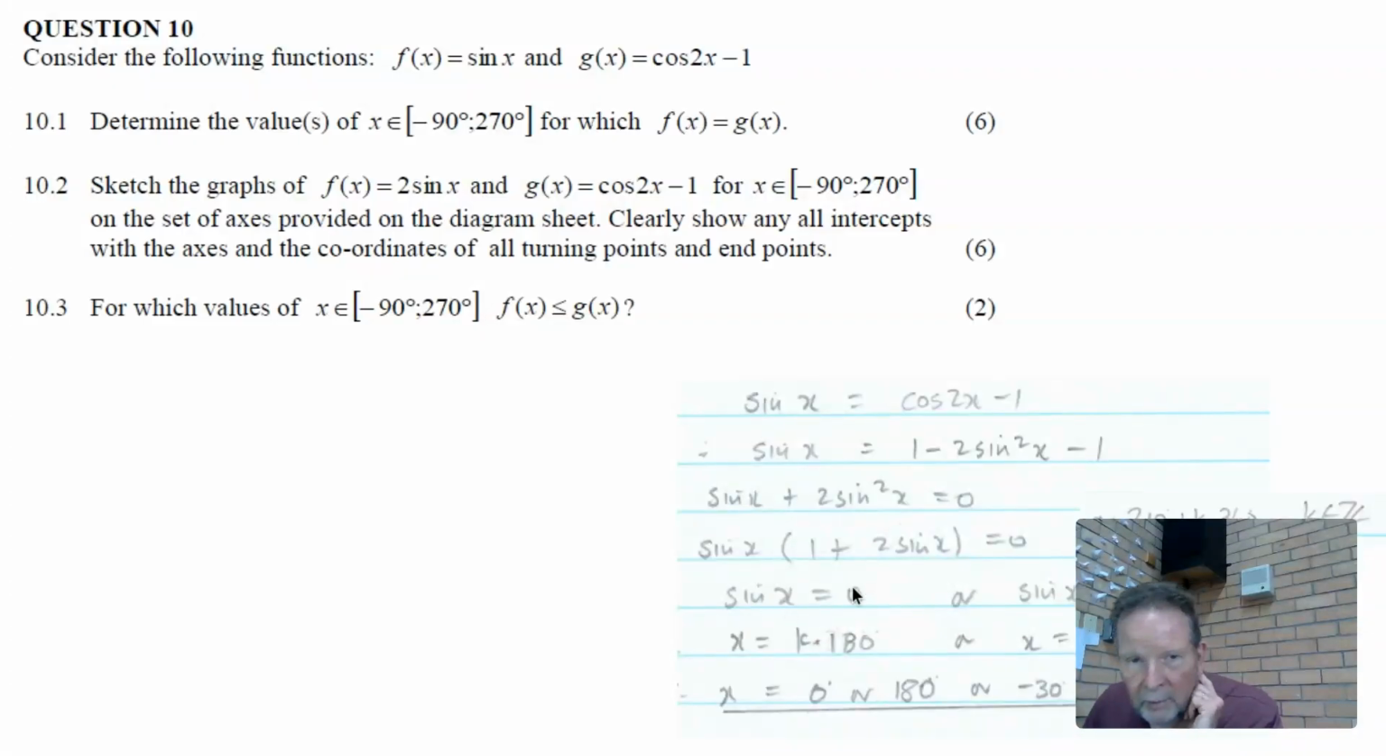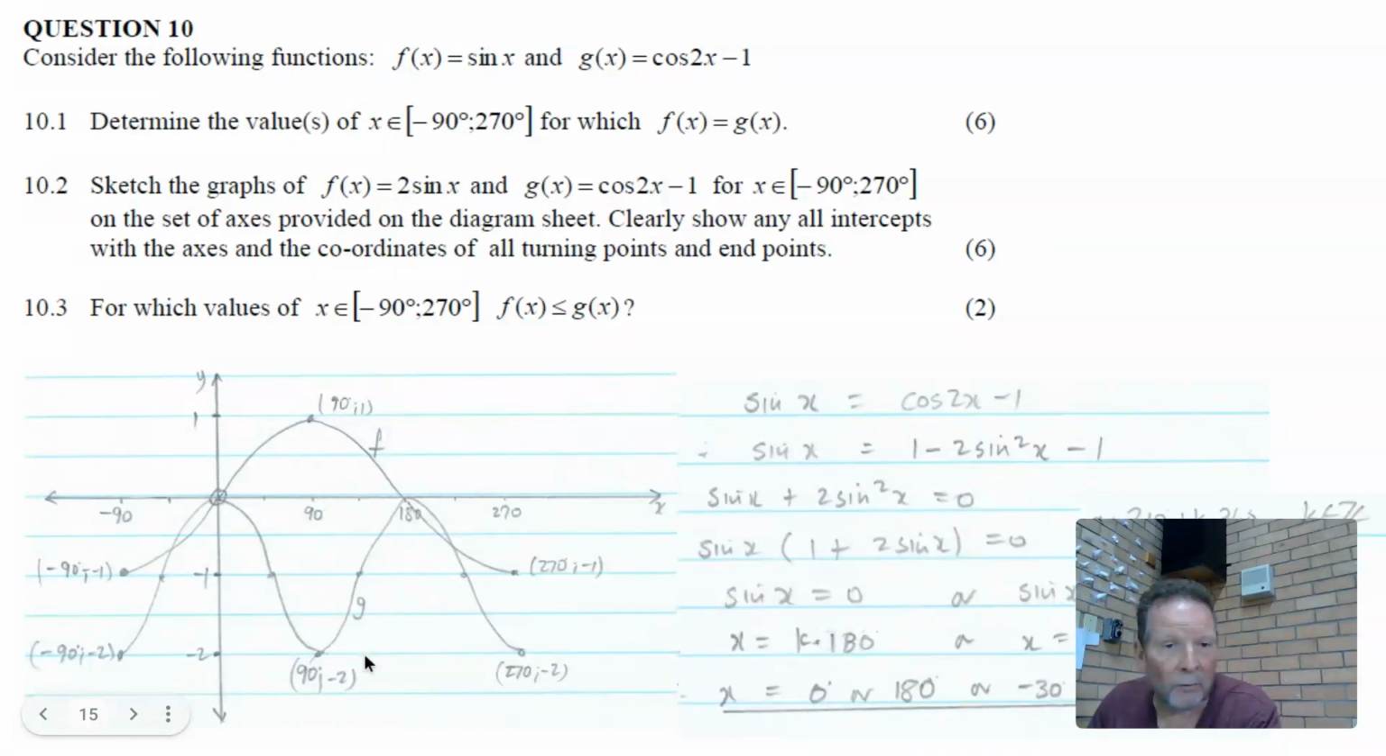Where does sine x equals 0? At 180 degrees or any multiple of 180 degrees, that's when sine x equals 0. Those are the places where they're going to cross each other, where they equal each other. Now we're going to sketch the graph. And Mr. Autry's done it. He sketched the graph there.